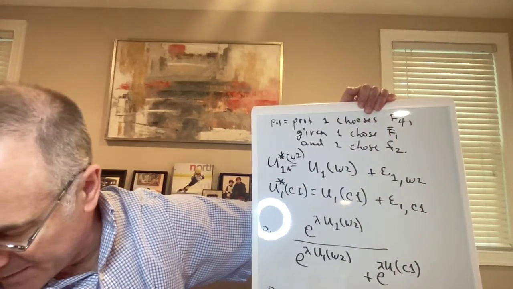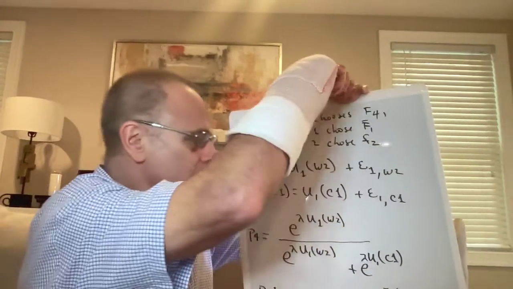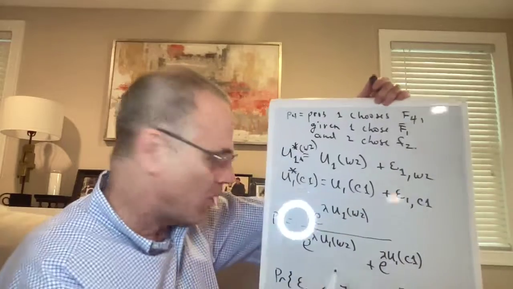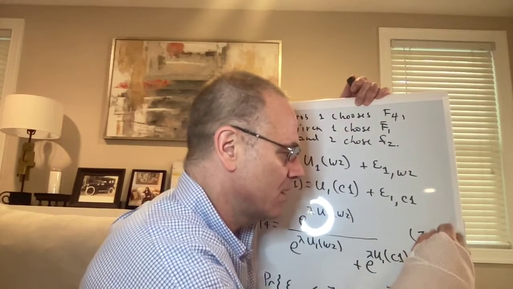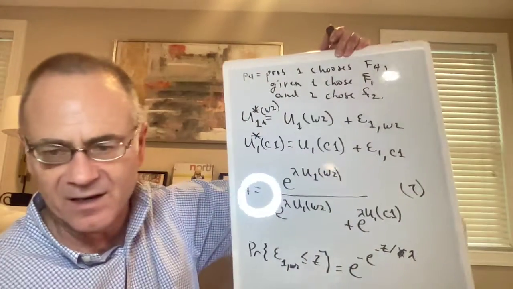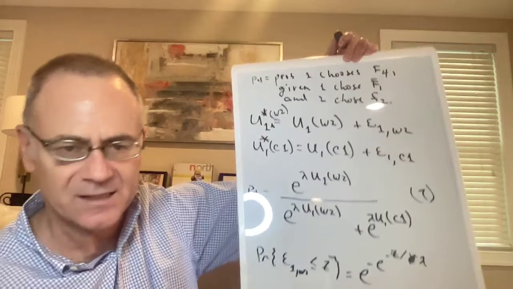Now, given this final thing, we've already got one result. So P4, this is equation 7 in Signorino's paper. We're going to use that in a second.